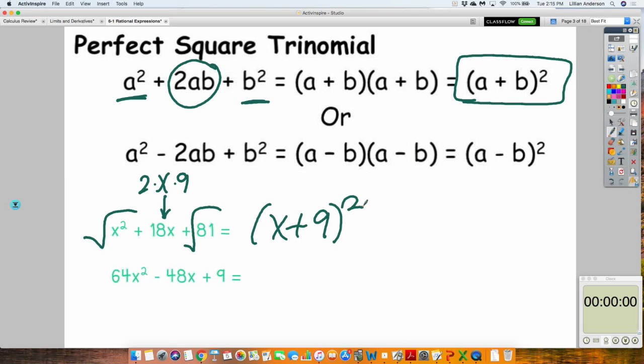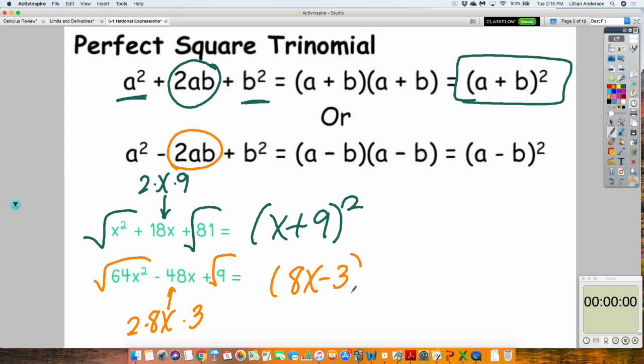So then that's why we were able to get x plus 9 squared, pretty straightforward. Same thing with the bottom. These are both perfect squares. That becomes 8x. The 9 becomes 3. Again, I need to multiply them by 2 because 2 is a part of the middle term. And that's how we get 48. So this becomes 8x minus 3 squared. So whatever A is, whatever B is, they just go into this formula. Okay?